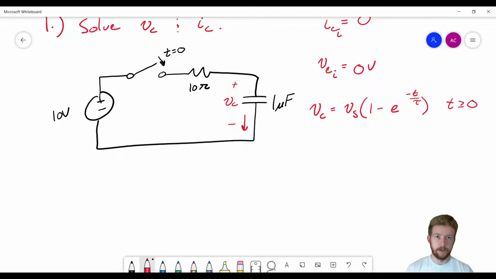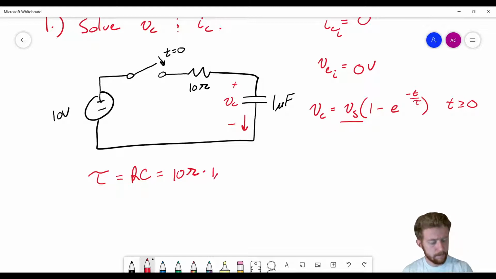Okay? So now there's a couple of things we know here. We know the supply voltage, Vs. Now, what is this tau? If you remember back in our previous lectures, we said that in this case, tau is equal to just RC. So let's go ahead and calculate tau, because that's fairly easy to calculate. That's going to be 10 ohms times 1 microfarad, or just 10 times 10 to the minus 6. Okay, so that's going to be our tau.